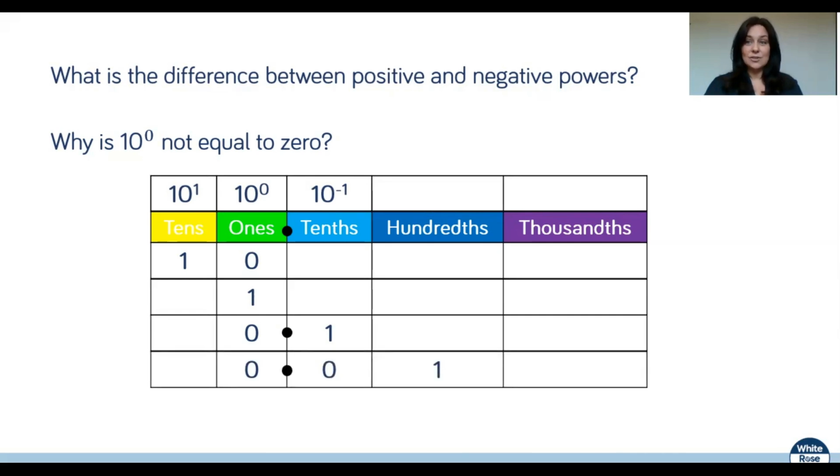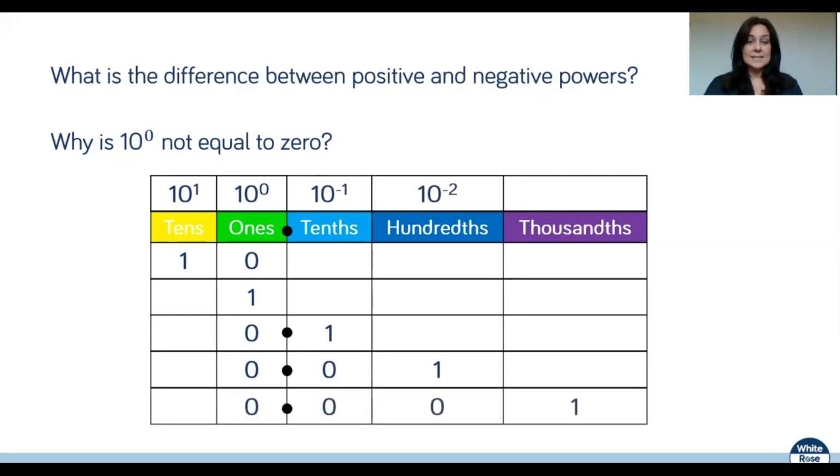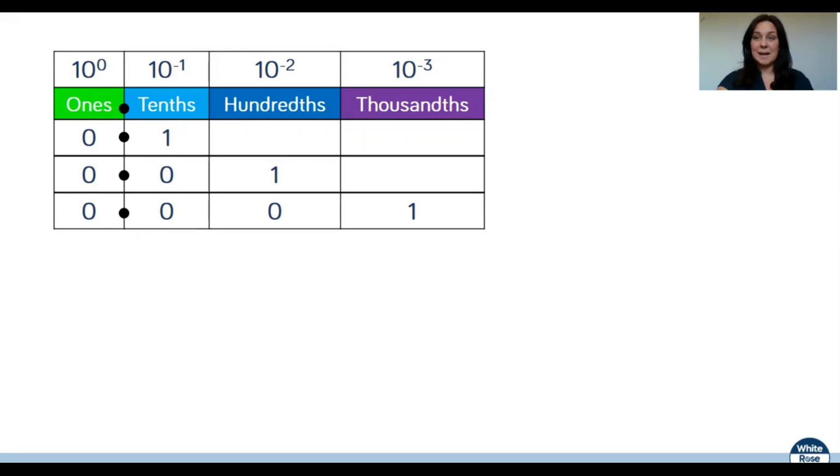0.01, which is in the hundredths, so I have 10 to the power of negative 2. And then 0.001 in the thousands, which is 10 to the power of negative 3. So it's really nice to link that learning. Keeping that place value grid in mind, I'm now going to look at it more abstractly.